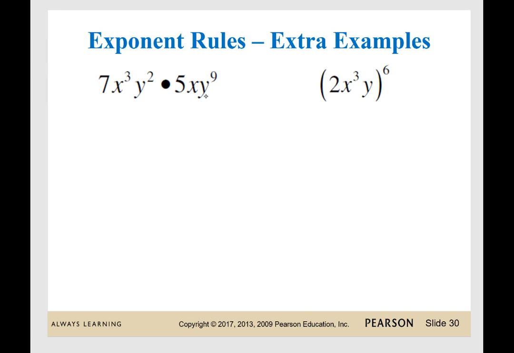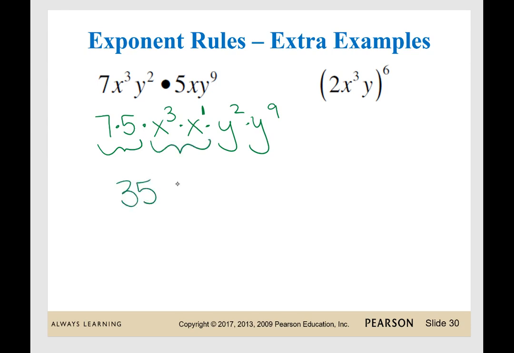Okay, so this is the product rule that we were doing at the very beginning. We're going to multiply your coefficients, multiply the x's, multiply the y's. And remember that x does have a power of 1, so we're going to write that in. So we multiply the coefficients, we get 35. We multiply our x's, we get x to the 4th. Multiply your y's, that's y to the 11th. So my final answer is 35 times x to the 4th times y to the 11th.